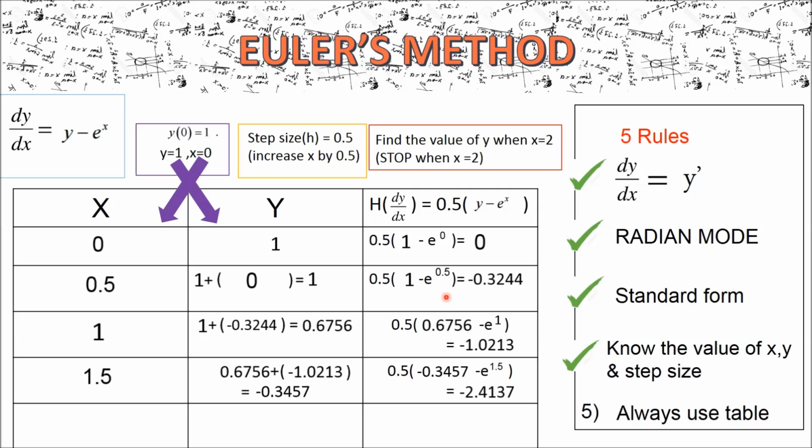Sub inside the equation where y is negative 0.3457 and x is equal to 1.5, you will get negative 2.4137. Since they ask us to find the value of y when x is equal to 2, our final step will be when x is equal to 2.